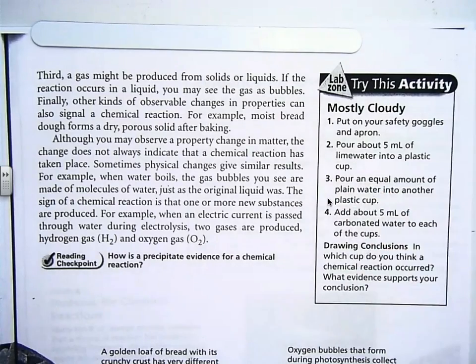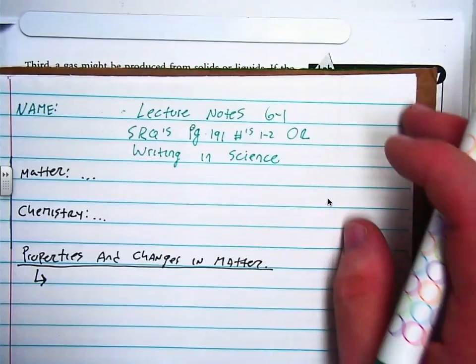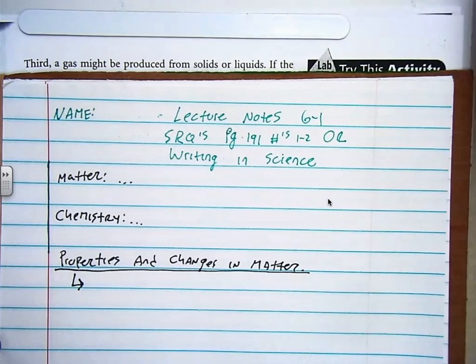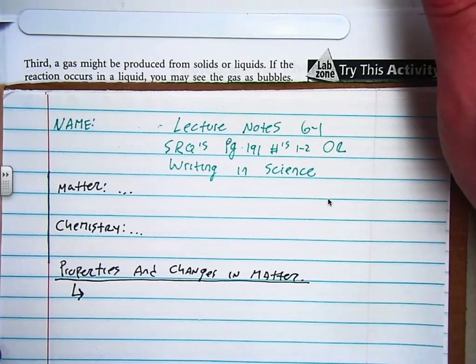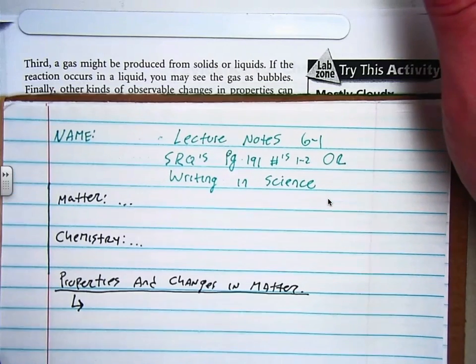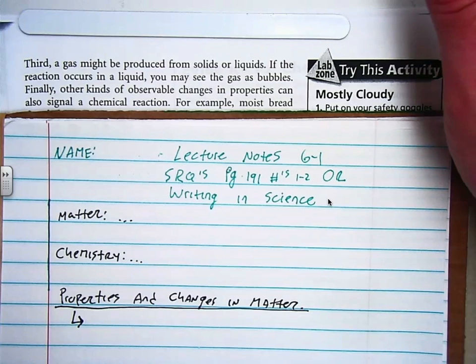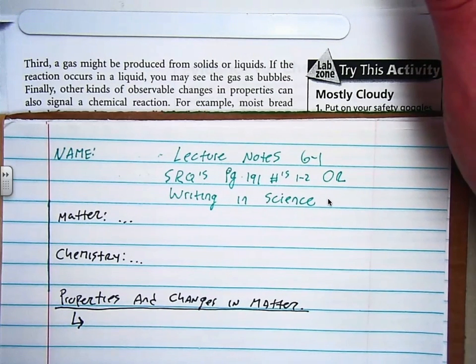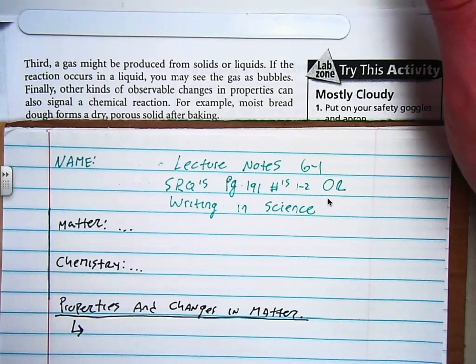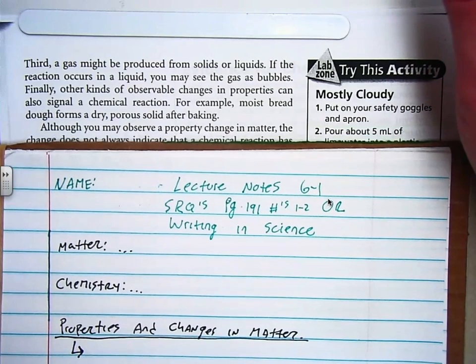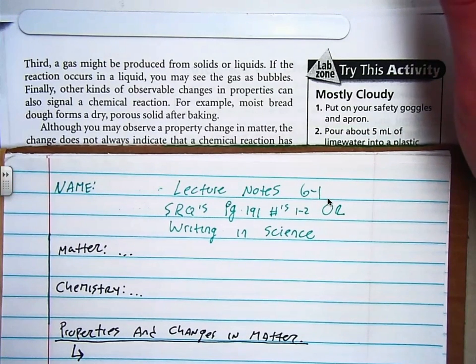Third, another way you can tell that a chemical reaction is happening is that a gas might be produced from the solids or liquids. If the reaction occurs in a liquid, you may see the gas as bubbles. Finally, other kinds of observable changes in properties can also signal a chemical reaction. For example, moist bread dough forms a dry, porous solid after baking.